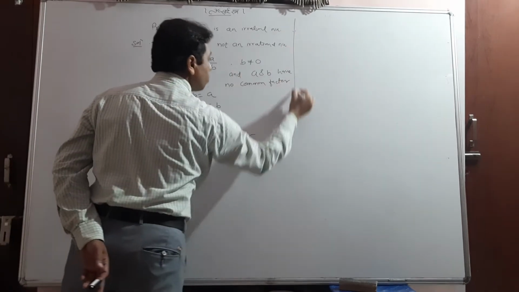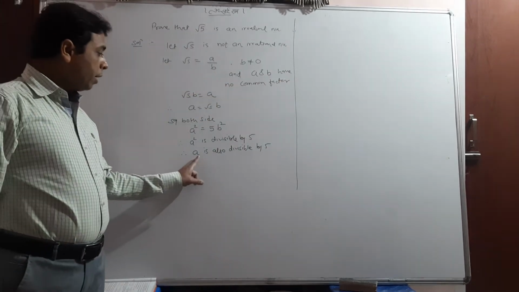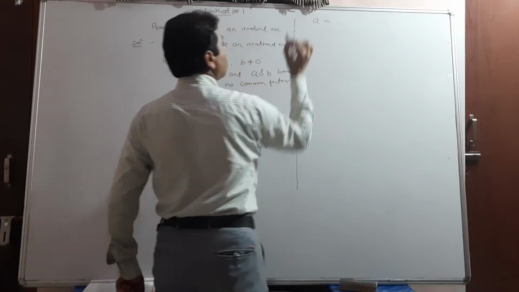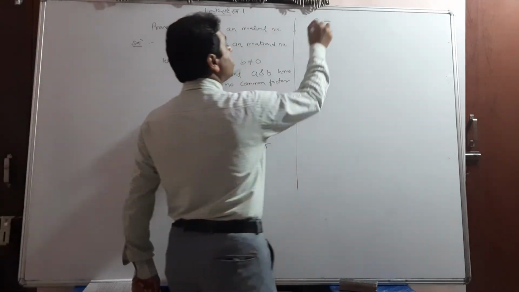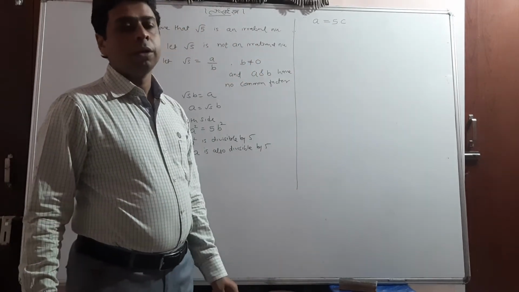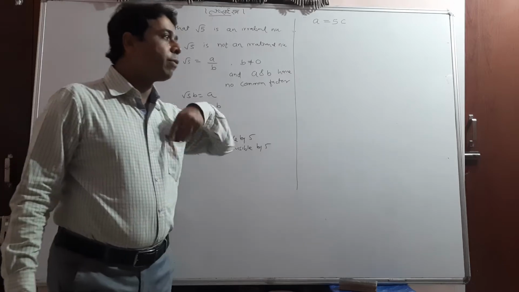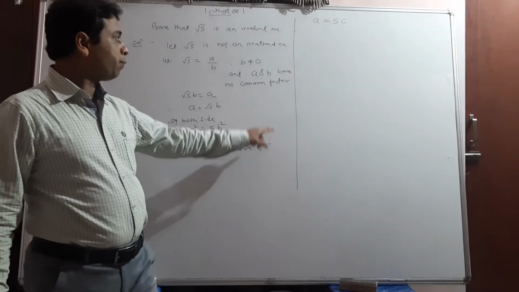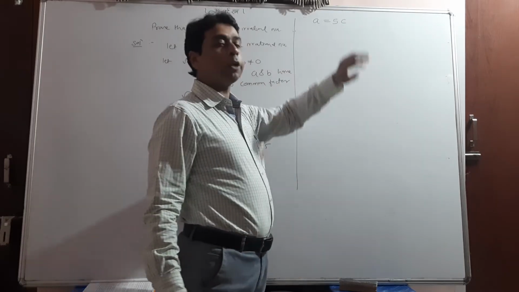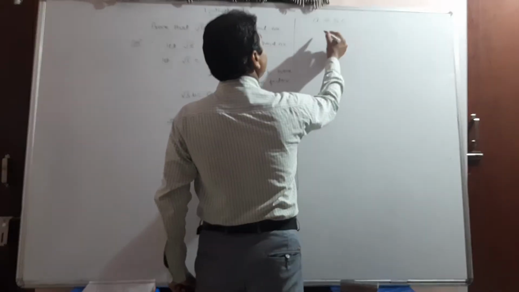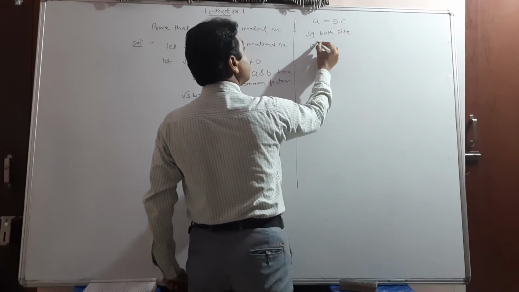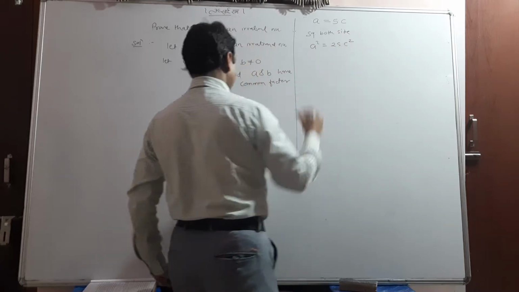Now student, let me tell you one thing. When a is divisible by 5, a can be written 5 into any constant like c. c is any constant number. So a equal to 5c, from where I have written a is divisible by 5, it means a is equal to 5 into any constant. Instead of c, you can write p also or q also. Now furthermore, squaring both sides, it comes a square equal to 25c square.